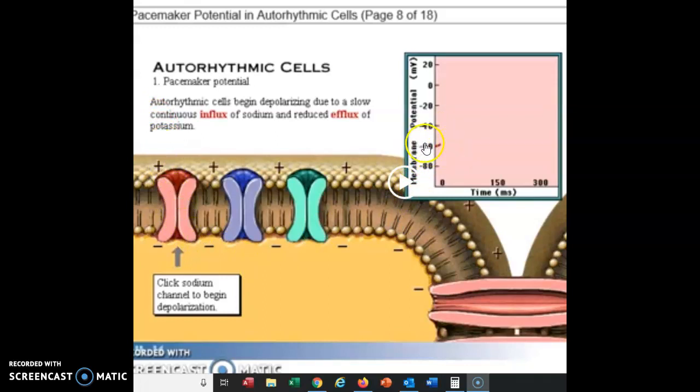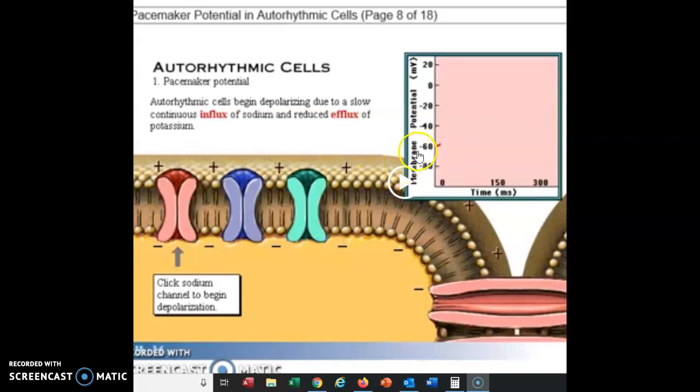But we got to start somewhere, so let's say we're starting at this negative 60 resting membrane potential. Also notice my charge on my membrane, which is why we get the term polarization, because I have an opposite charge on one side than the other, like I have opposite poles, north pole versus south pole.